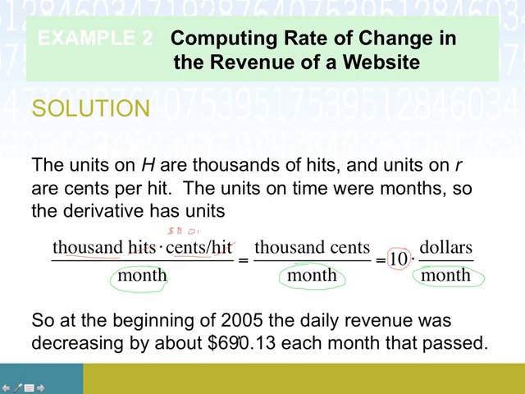At the beginning of 2005, the daily revenue was decreasing because we had -69 for our answer, and then this is multiplied by 10 because of this whole $10 per month situation. So decreasing by about $690.13 per month. Or in other words, for each month that passed from that point forward.